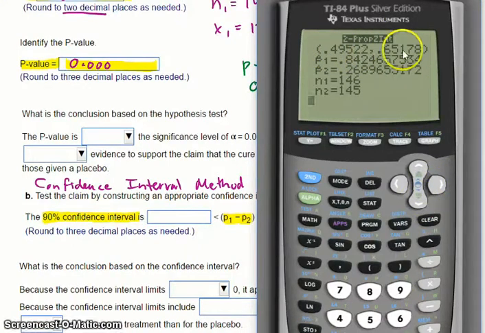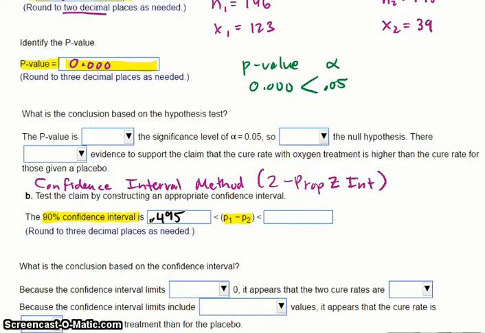So here's the lower bound, here's the upper bound. Let's write those values down. The lower bound is 0.495, and the upper bound is 0.652. So this interval is estimating the difference between p sub 1 and p sub 2. The difference between those two proportions ranges anywhere from 0.495 to 0.652.